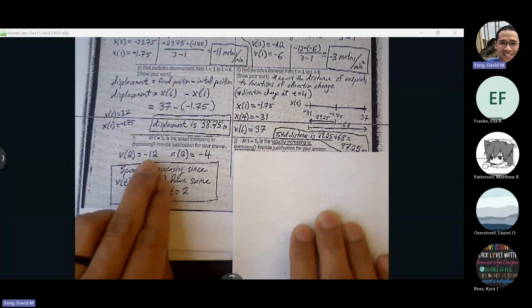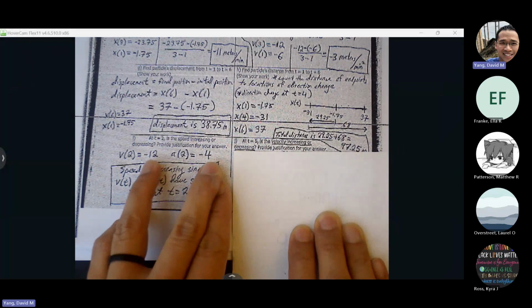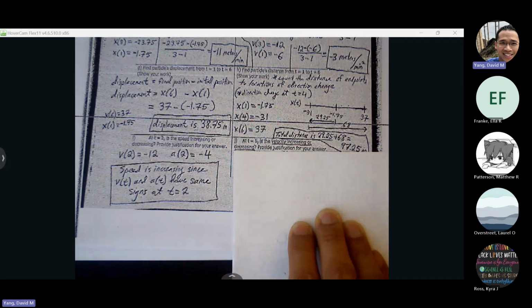So velocity ends up giving us -12. Acceleration at 2 is -4. They're both negative. They have the same signs. Therefore, speed is increasing since velocity and acceleration have same signs at t equals 2.